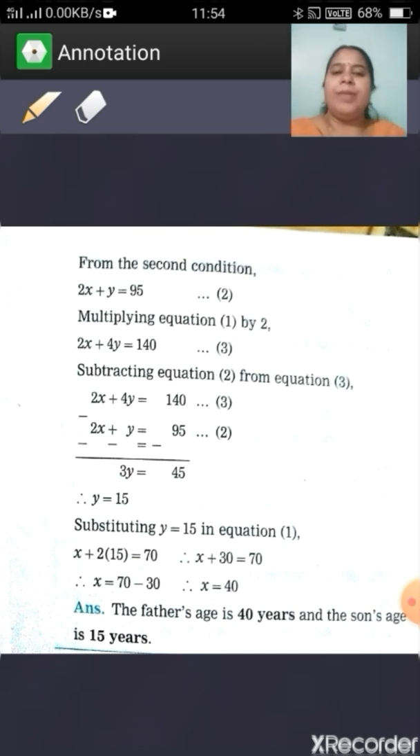Final answer will be, x was father's age, so the father's age is 40 years, and y is son's age, so son's age will be 15 years. So this is the final answer. Father's age is 40 years and son's age is 15 years. I hope you have understood this sum.